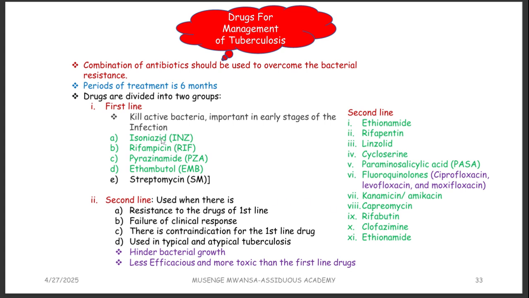Rifabutin can actually substitute rifampicin when you are treating someone that has TB and also HIV. The thing is that rifampicin is a liver enzyme inducer. So when you are treating someone for TB and HIV at the same time, rifampicin will induce the liver enzymes and they'll start breaking down the HIV drugs. So the effect will be bad. You are taking the drug, but there's no effect. So in that case, you can give rifabutin. You also have other drugs like linezolid. So these are the second line.